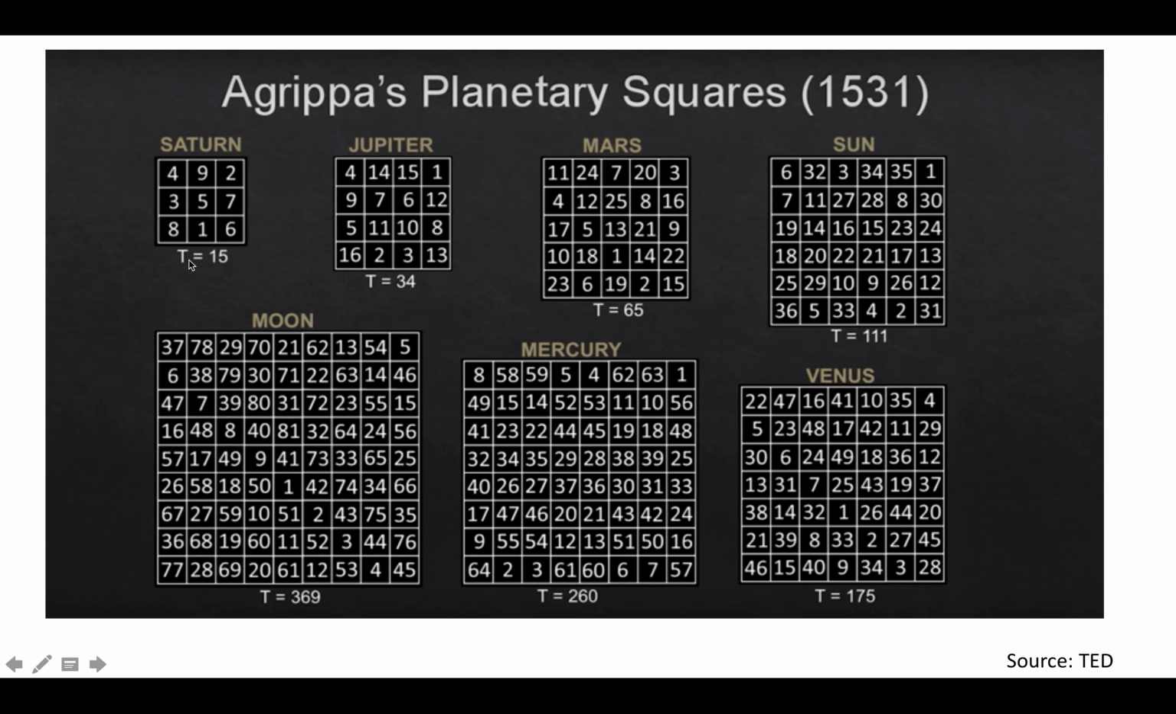And this T is the constant of the square. The constant is the value that the rows, the columns and the diagonals all add up to. So in this case it's 15. So 9 plus 4 plus 2 equals 15. 8 plus 1 plus 6 equals 15. And so on. Feel free to pause this slide and study these squares in more depth. I won't dwell on them long in terms of explaining them, but these are some examples of traditional magic squares.